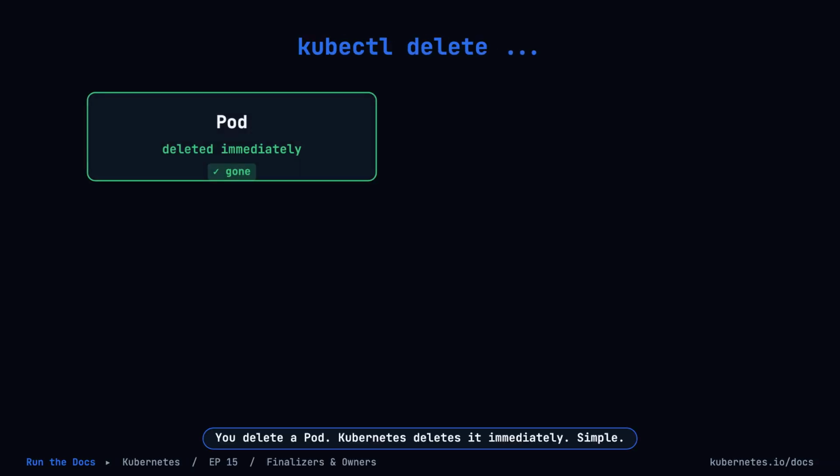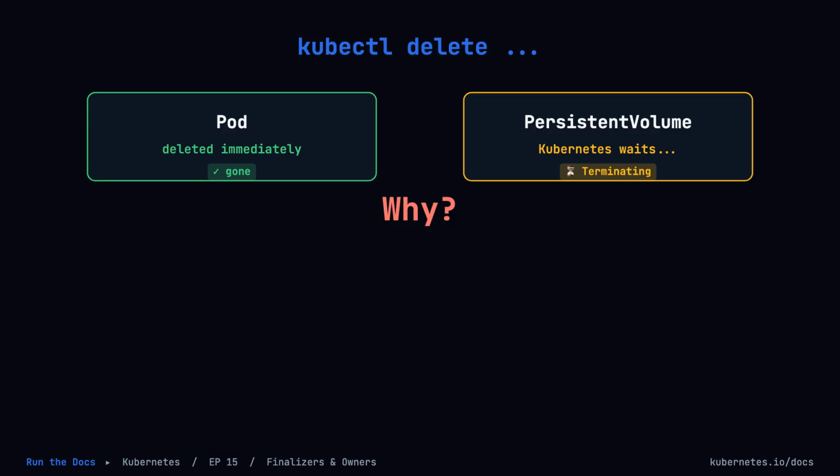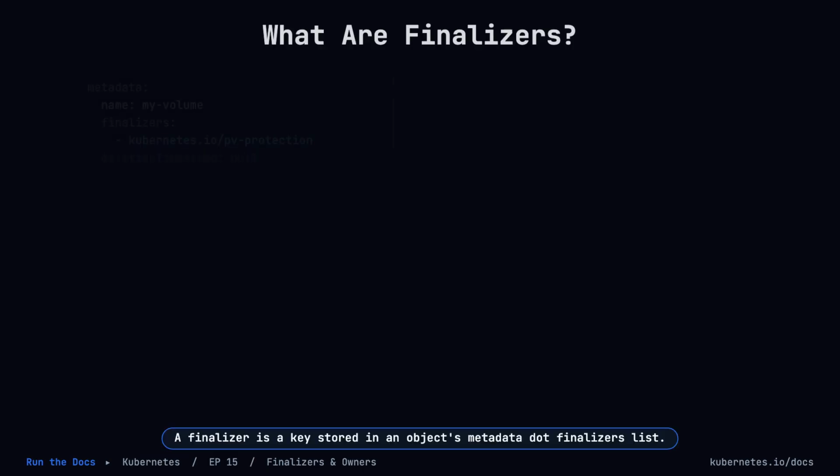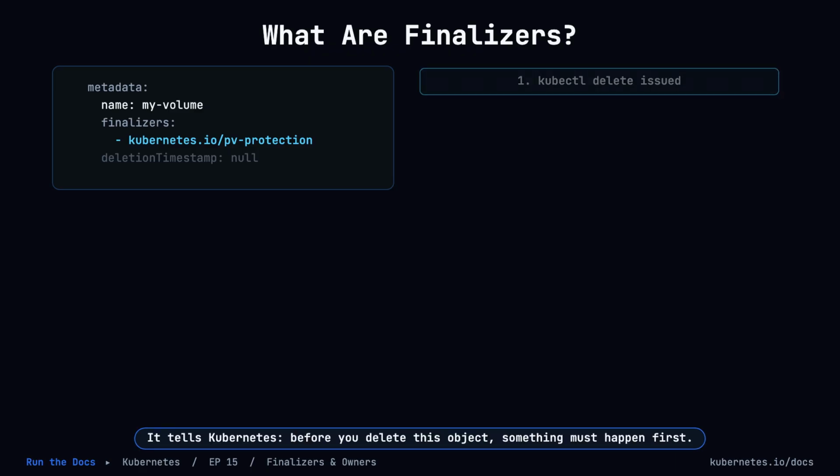You delete a pod, Kubernetes deletes it immediately, simple. Now you delete a persistent volume, Kubernetes waits, why? Finalizers. A finalizer is a key stored in an object's metadata.finalizers list. It tells Kubernetes, before you delete this object, something must happen first.